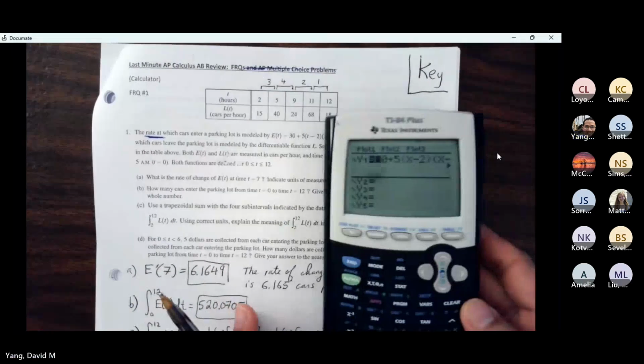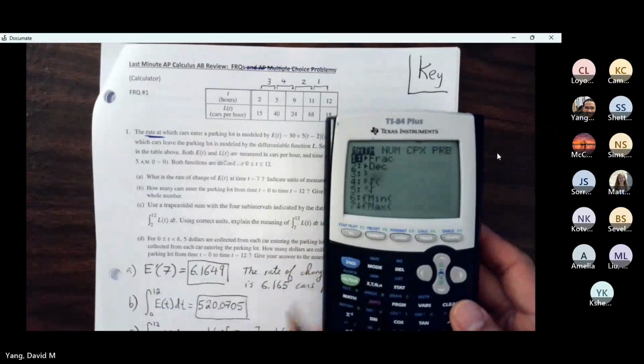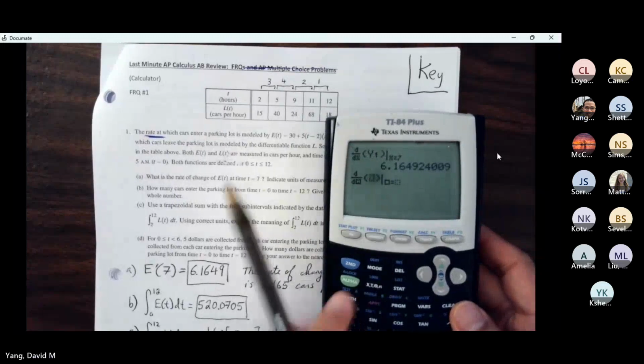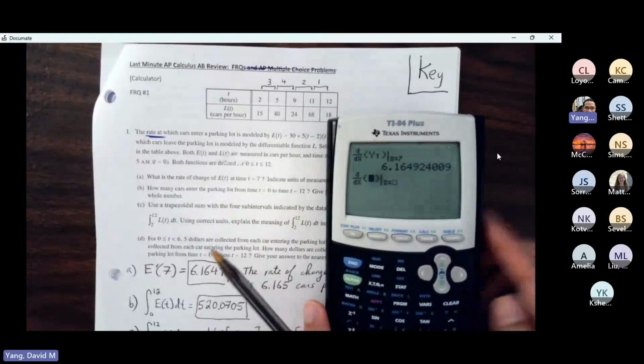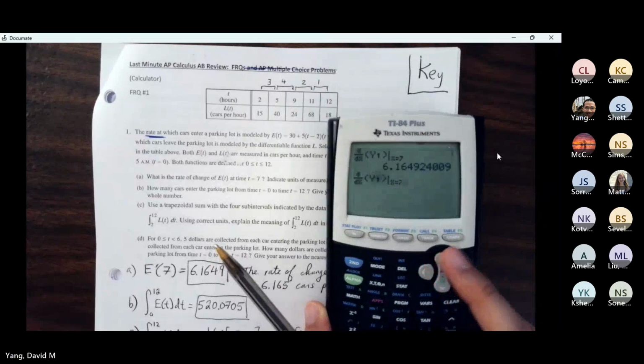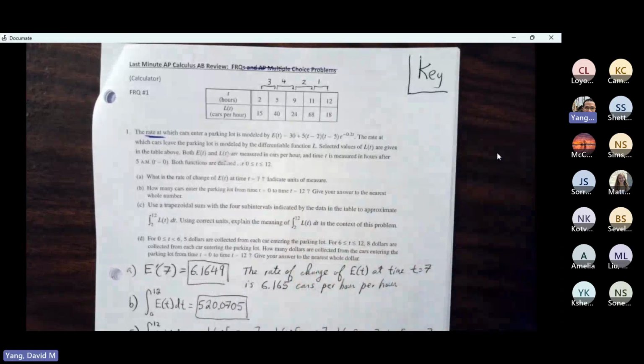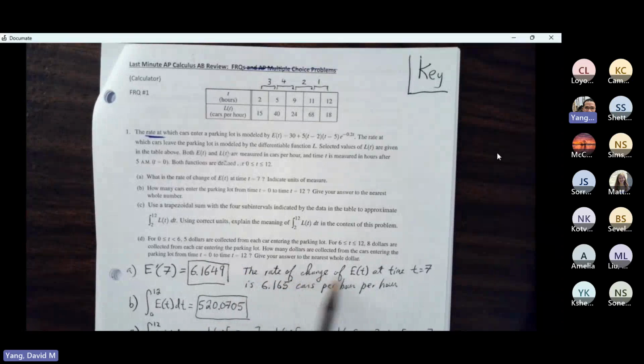So in your calculator, I entered in E of T under Y1, and then I did math 8 to get that derivative feature. And I have E of T stored under Y1. Technically, you don't have to go all the way to 4 decimal places. If you just do 6.164 or 6.165, that's good enough. And then indicate units of measure. Rate of change of E of T is 6.165 cars per hour squared, or cars per hour per hour.